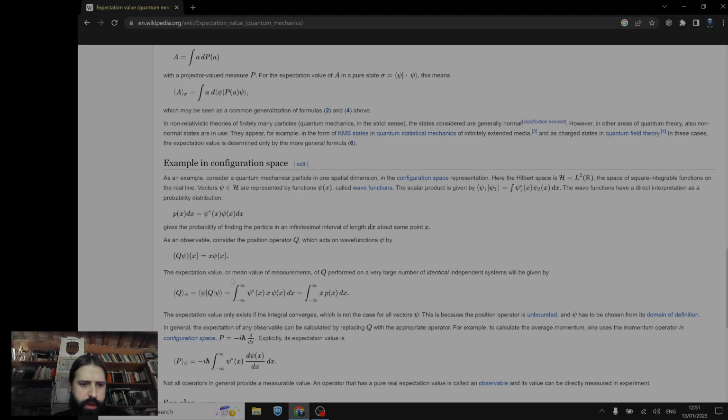The expectation value or mean value of measurements of Q performed on a very large number of identical independent systems will be given by these. So, okay, now this makes sense. The reason we're doing the product like that is because we want to calculate the probability density. It's the sum of all the different probability densities.